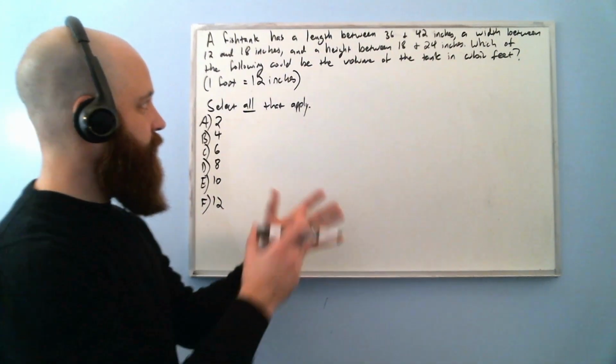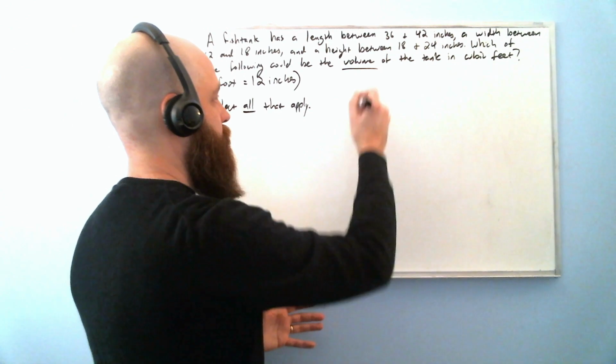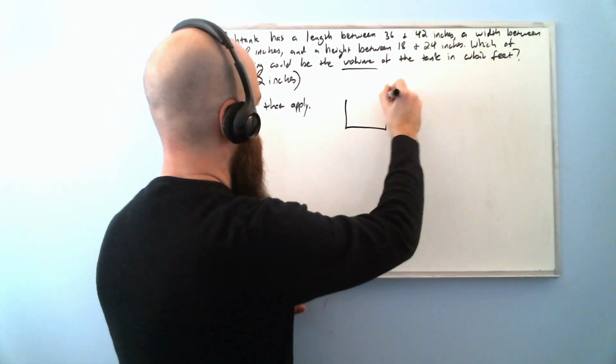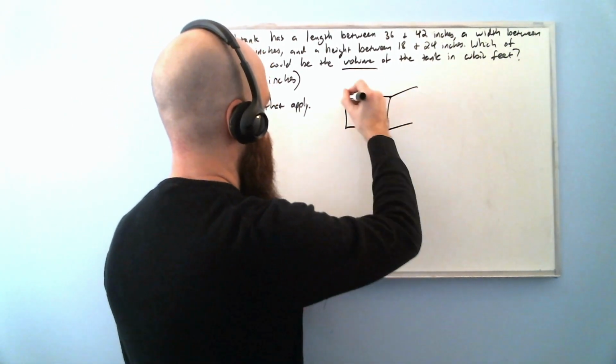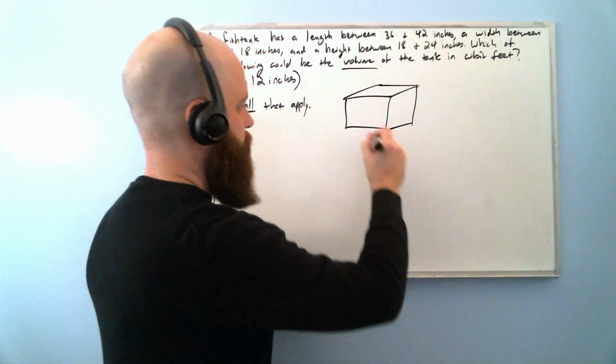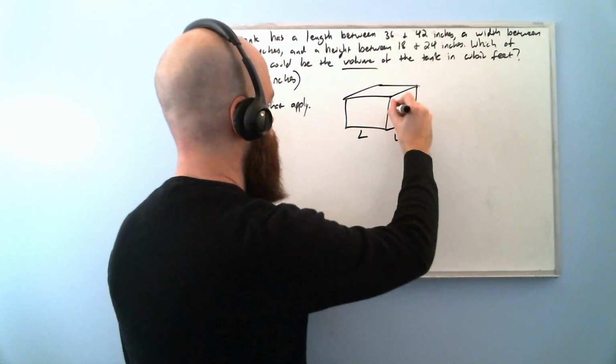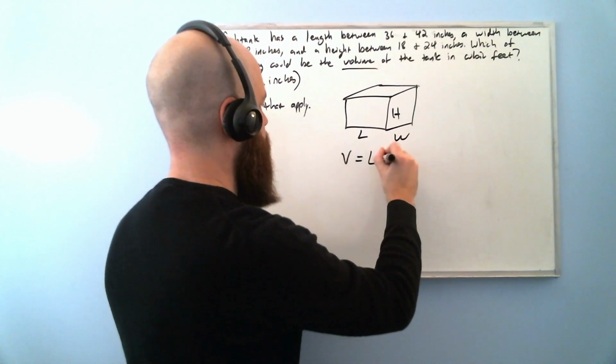Okay, so I'm asked to find the volume. So this is a tank with a length, a width, and a height. So I'll just remind myself it's some kind of rectangular solid, and the volume for that shape is length times width times height.